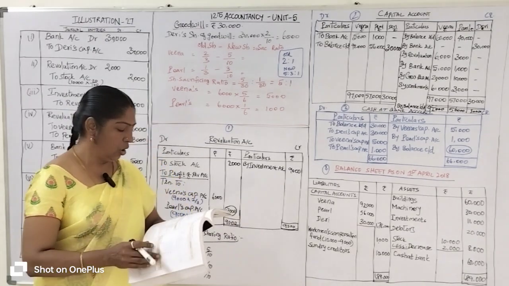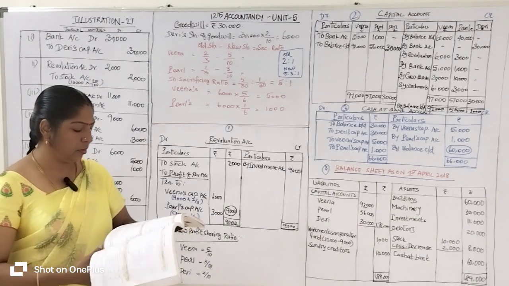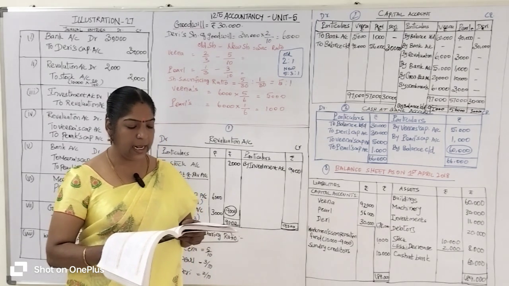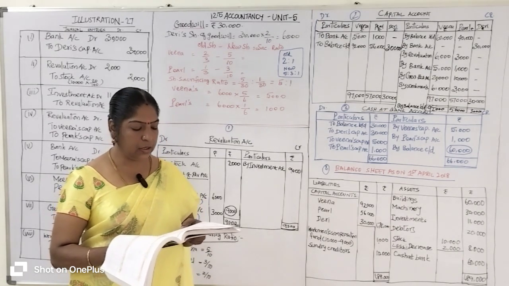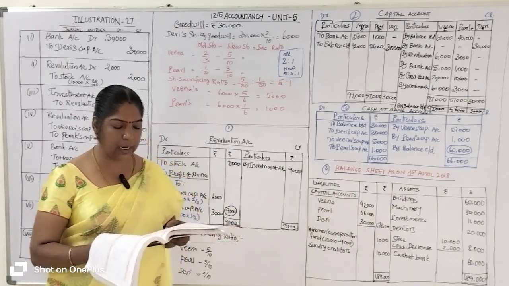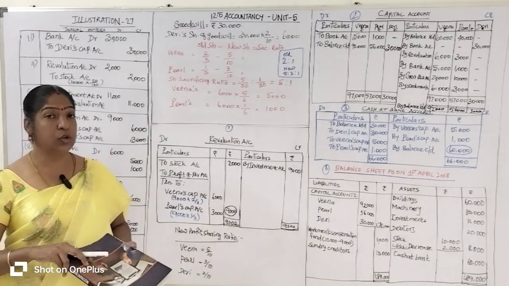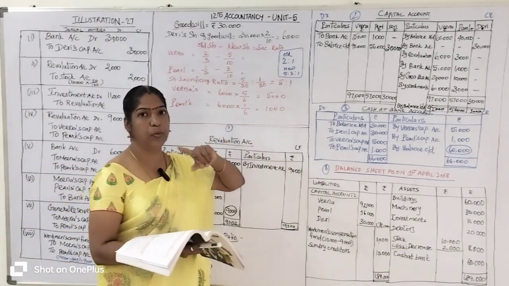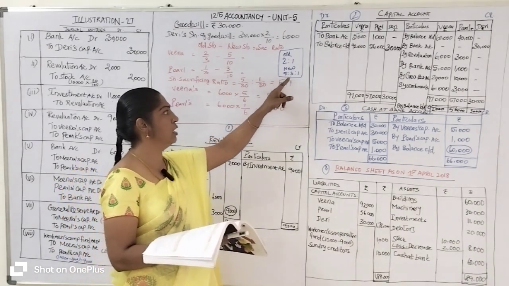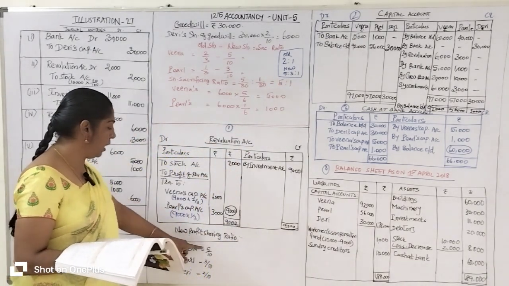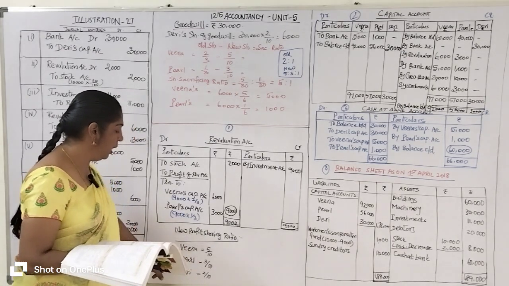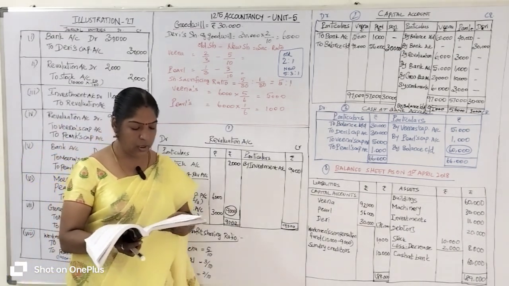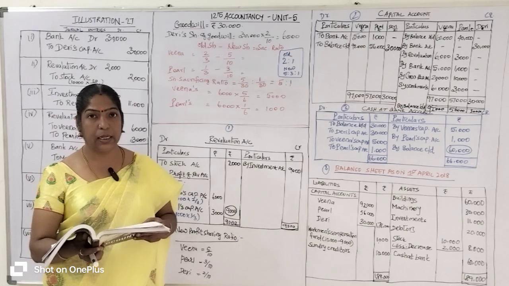As per that, first Derry is admitted on 1/4/2018 subject to the following conditions. The new profit sharing ratio among Vino, Pearl and Derry is 5:3:2. So they have given the old profit sharing ratio that is 2:1 and the new profit sharing ratio that is 5:3:2, which means 5/10 for Vino, 3/10 for Pearl and 2/10 goes to Derry. Derry has to bring capital of 30,000 rupees.